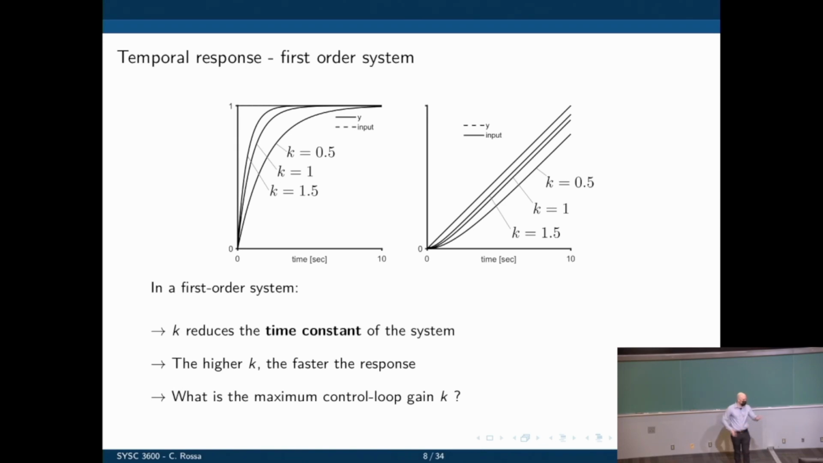We see that in the first order system here, we cannot make the system unstable so long as K is positive. The poles are always on the left side of the s-plane. They're always negative real numbers. We can't make the system unstable. So what limits the value of K? Any ideas? In theory, nothing. Mathematically, there is no limit for K, but in practice, there is. Any ideas where that comes from?